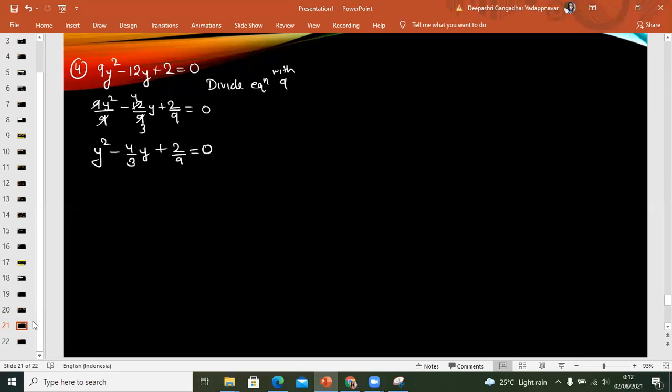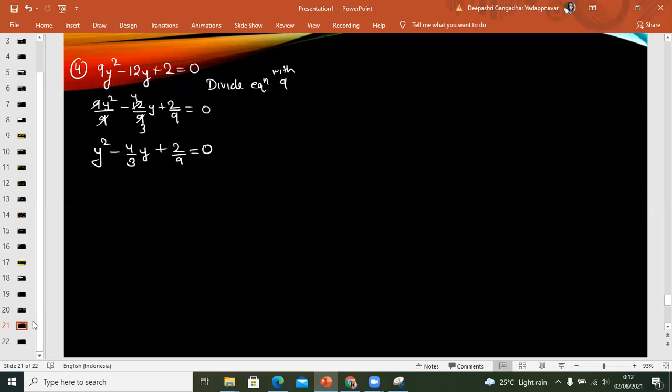We can remove this 9 by dividing the whole equation by 9. So 9y square divided by 9 minus 12 divided by 9 plus 2 divided by 9 equals 0 divided by 9, which is 0 only. This 9 cancels. 3 times 4, 3 times 3. This we cannot divide further. So this will be y square minus 4 divided by 3y plus 2 divided by 9 equals 0.